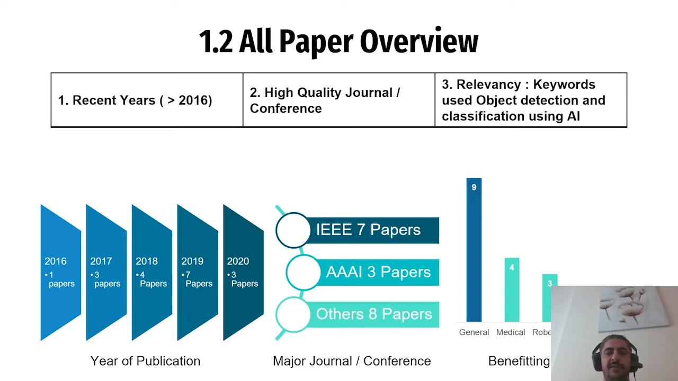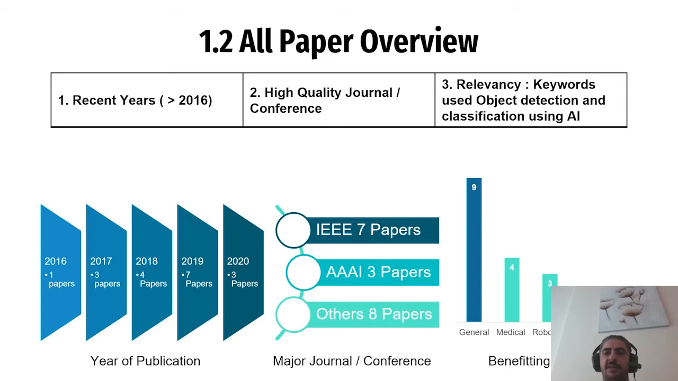As you see here, there are around 7 papers in 2019, and the rest are distributed between 2016 and 2020. And we also put in our mind to bring very high quality papers that are already published in high journals. So there are 7 papers from IEEE, and another 3 papers, and the rest are also from high journals and conferences.